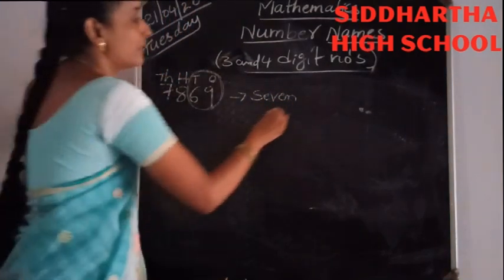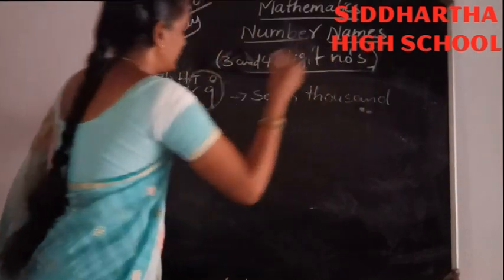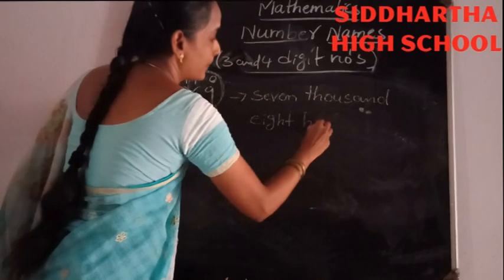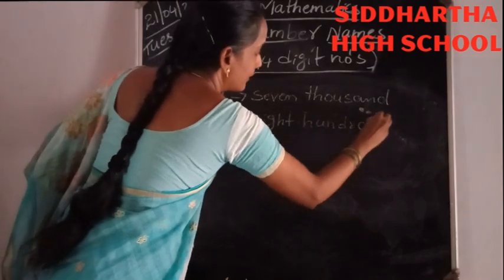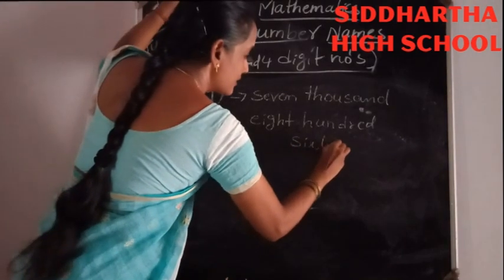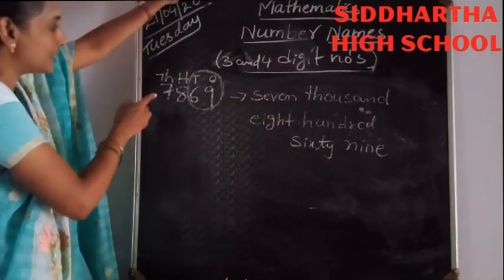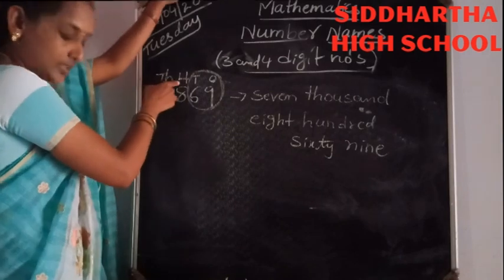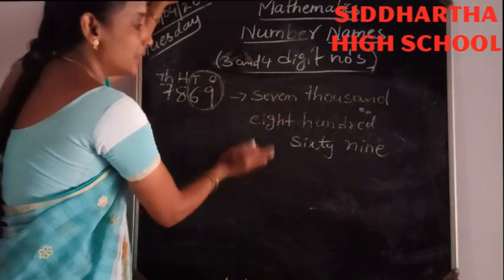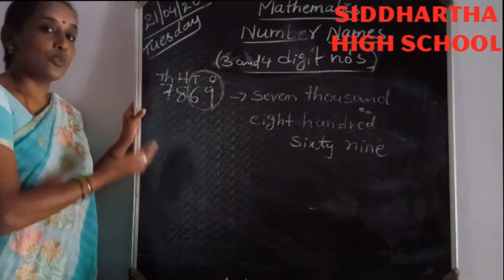So you can write it as 7,000. 800. 869. See children, 7,869. Okay children. To read in this way, to write the number name, to read 7,869 is this number. This is a 4-digit number.